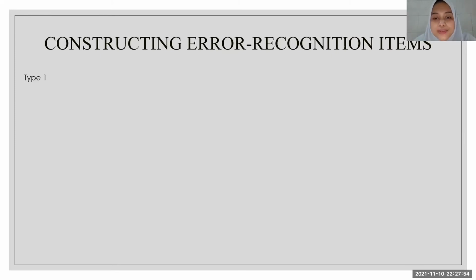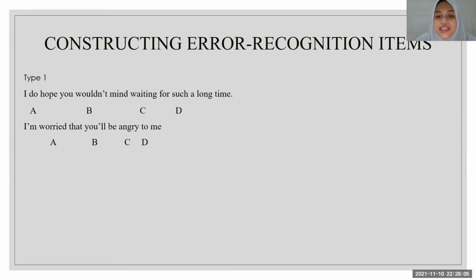There are two types of error recognition using multiple choice format. In the first type, each sentence contains 4 words or phrases underlined and marked A, B, C, and D. Then the student must select the underlined word or phrase which is incorrect or unacceptable.